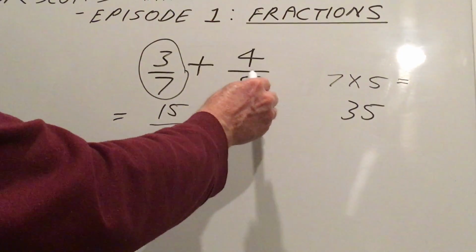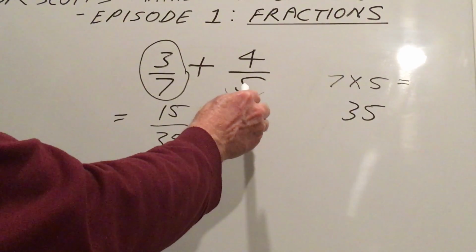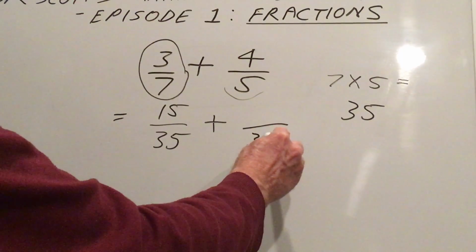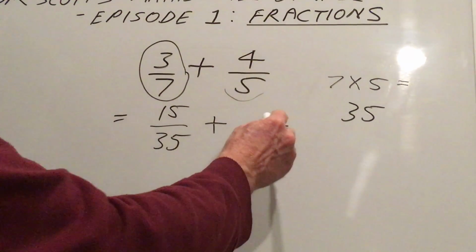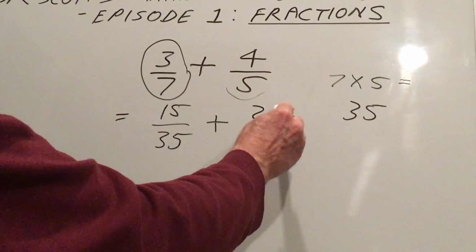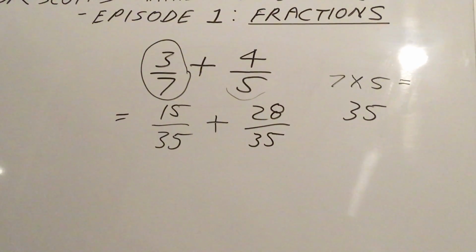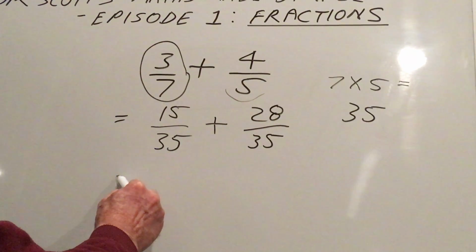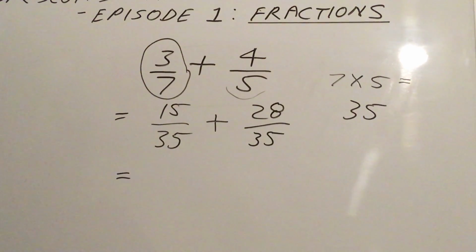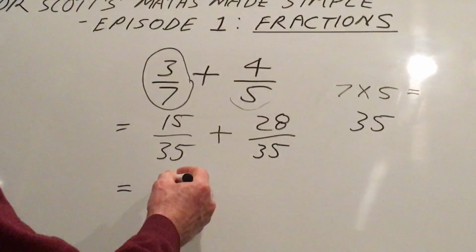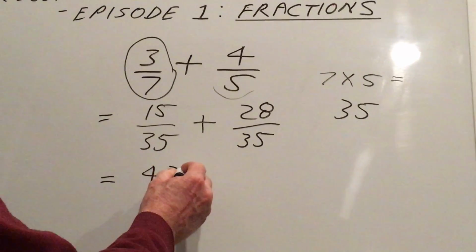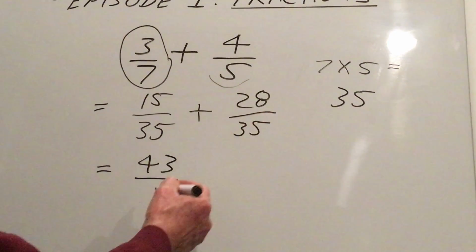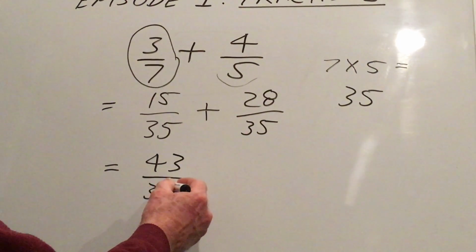Plus, now this one, how do we get this to 35? We multiply it by 7. So 7 5s are 35. So therefore we've got to multiply the top by 7. 7 times 4 is 28. So we end up with a nice fraction, both over 35, so it becomes very easy to do. So you can see that that equals 43. You can either use your calculator or do it in your head. 15 plus 28 equals 43 over 35.